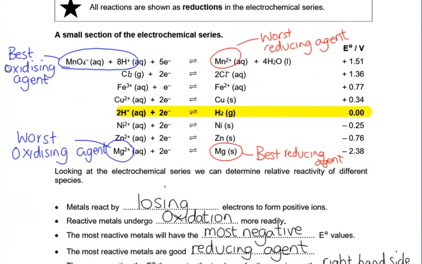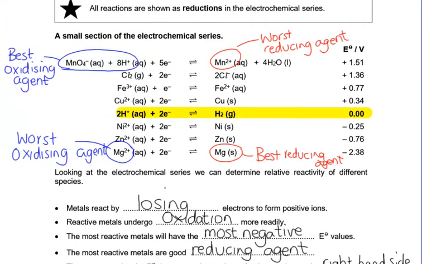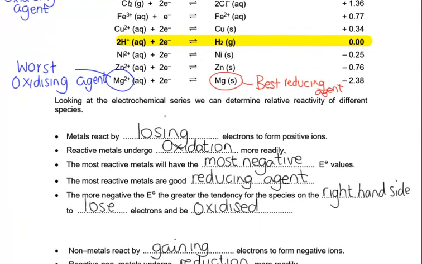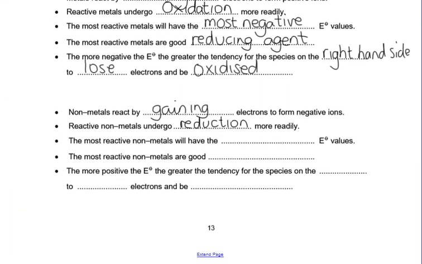So if we go back up to our series, which thing gained electrons the best? Well, it was a list of reduction, the most positive being the one that gained electrons the best. So they have the most positive values. And the most reactive non-metals are therefore the good oxidizers. Remember I labelled the top left the best oxidizing agent.